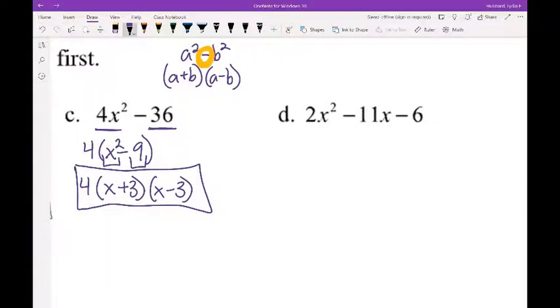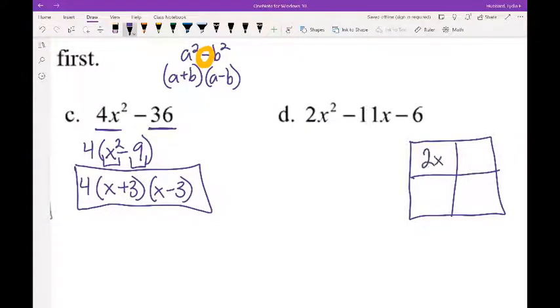Okay, looking at D, we should check to see if it has a greatest common factor. Out of 2, -11, and 6, we can't take anything out. There's no variables in common, and it's 3 terms, which is, again, a hint we're going to use our box. So that would give me 2x squared here, -6 here. I'll multiply those two together. So I want something that multiplies to a -12x squared, but adds to a -11x.